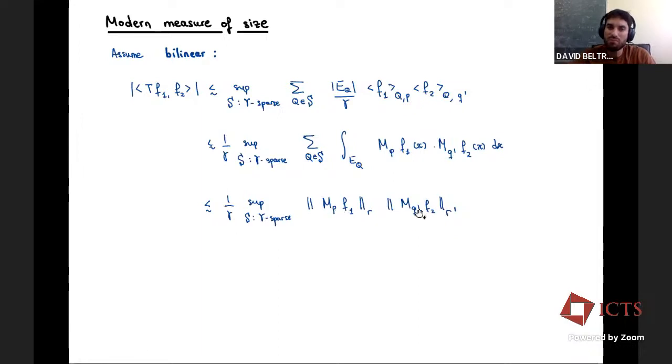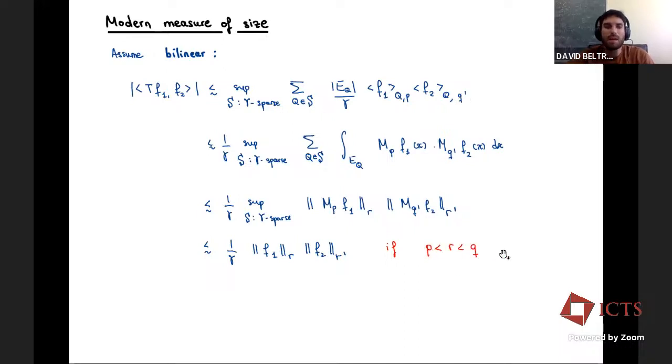now I can use bounds for the Hardy-Littlewood maximal function, and in particular, this is bounded if R is strictly greater than P, and this is bounded if R prime is strictly greater than Q prime. So in other words, I end up with L^R prime here if R is between P and Q. And that's the reason why I introduced the Q prime here, so that I end up with a Q at the very end.